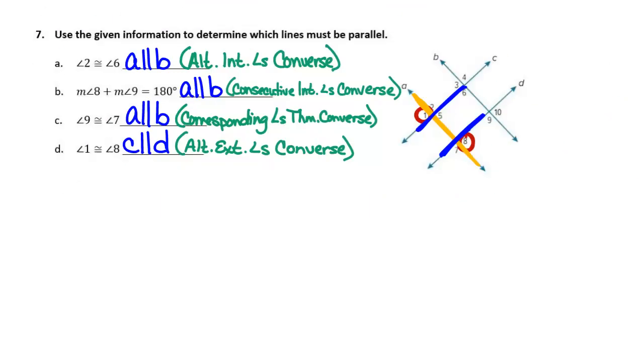Whenever we are making statements about lines being parallel, we are using a converse. When I know that lines are parallel and I want to talk about angles being congruent, that's when I'm just using the theorem.